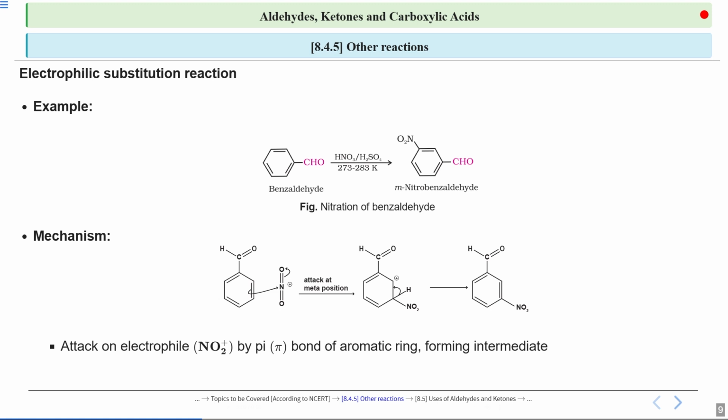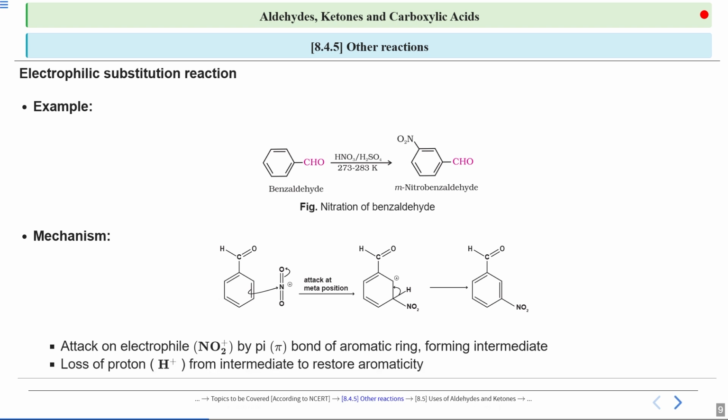In the aromatic ring, the pi bond attacks the nitronium ion, and this forms an intermediate compound. So there is attack at the meta position, and if you can see, there is an intermediate compound which is formed. And then in the final step, this intermediate compound loses a proton to restore the aromaticity of the compound. If you carefully look at this mechanism, you will see that this benzene ring donates its electron density to this electrophile, which is the nitronium ion, and you get this intermediate.